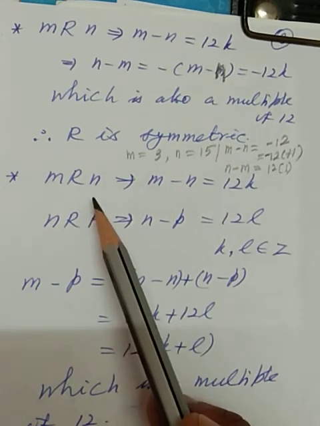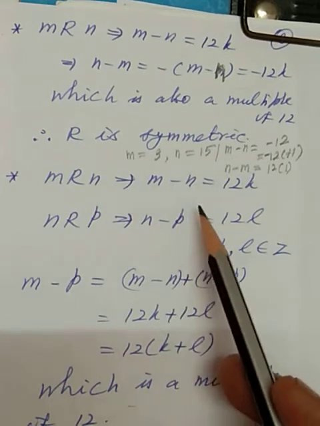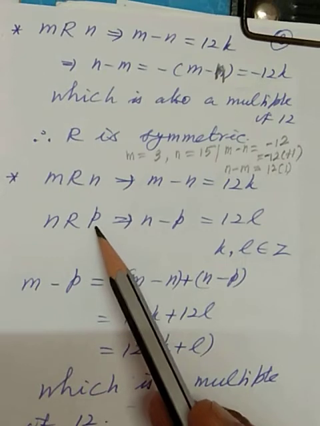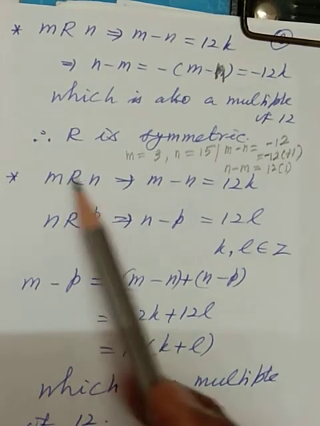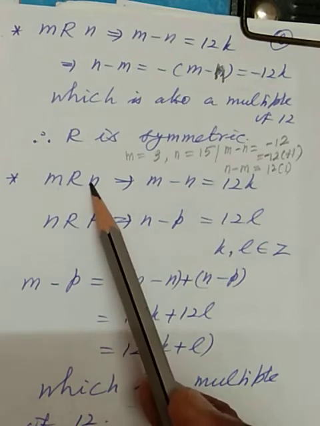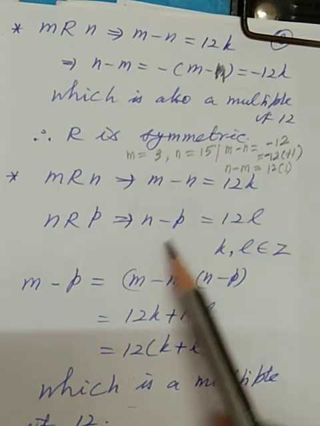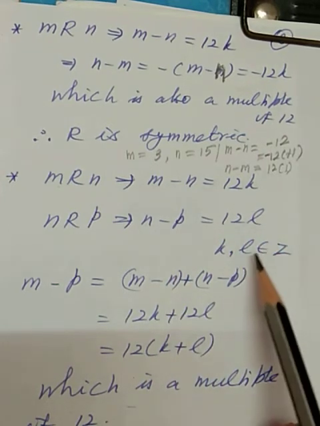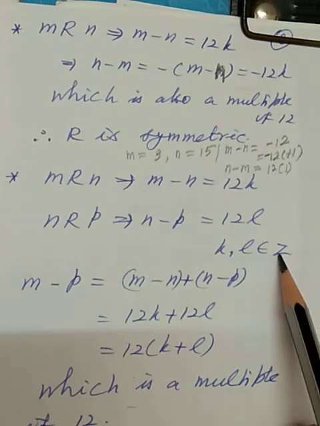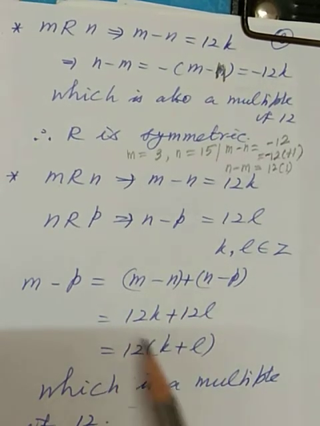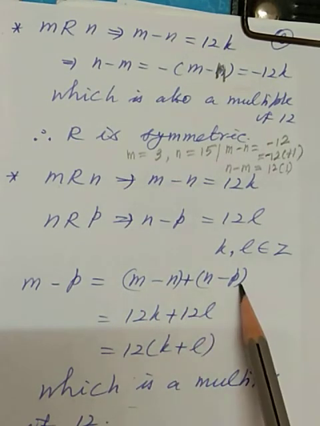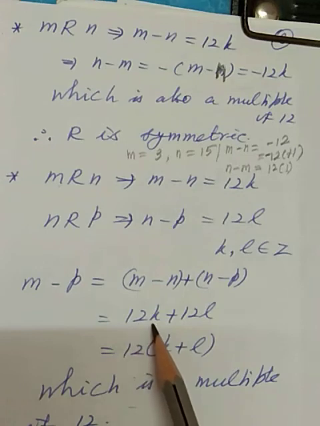The next one. M related to n means m minus n equal to 12k. And n related to p. For transitive we need 3 elements. So m, n, p. So m related to n means m minus n equal to 12k. N related to p means n minus p equal to 12l, where k and l belong to Z. So m minus p equal to m minus n plus n minus p equal to 12k plus 12l equal to 12 into k plus l.